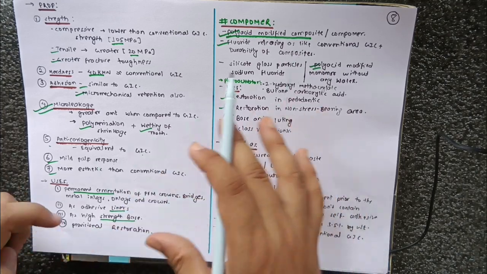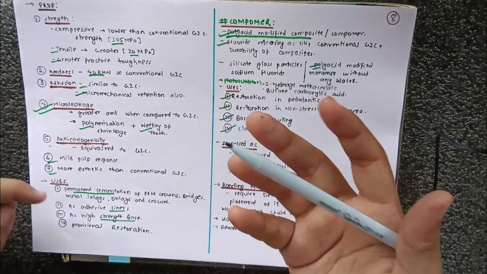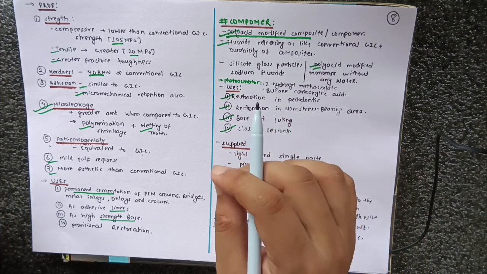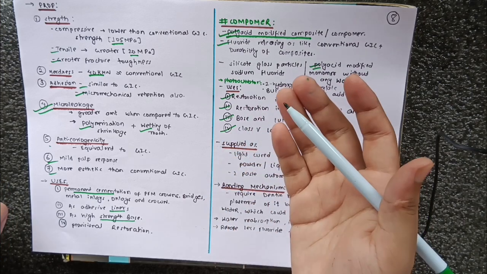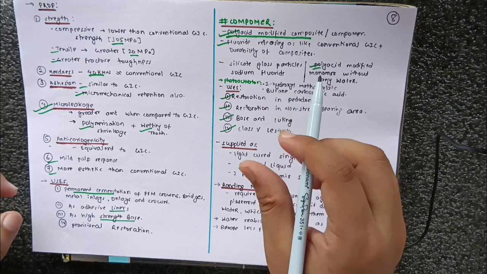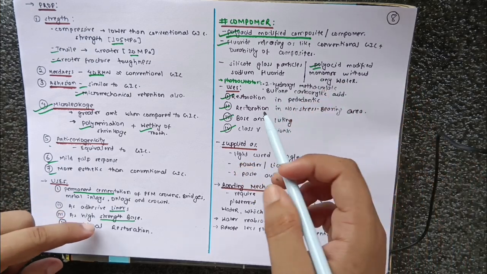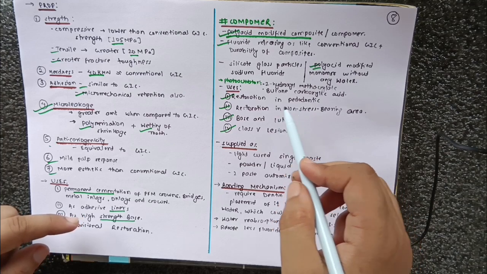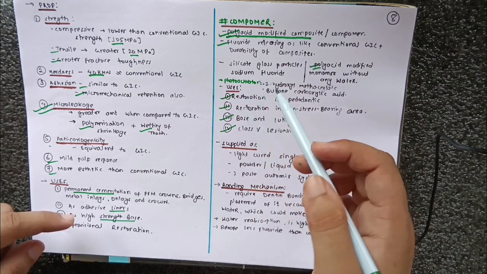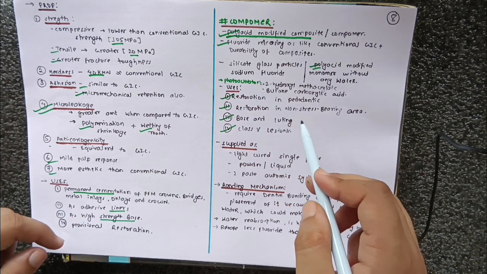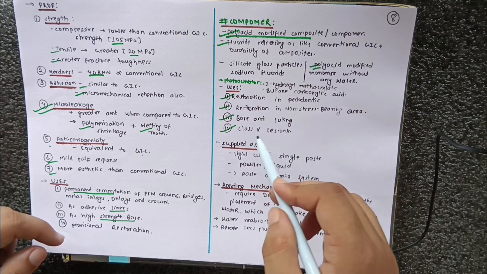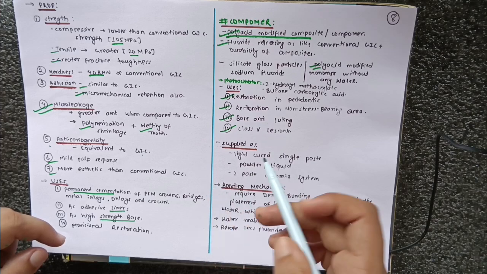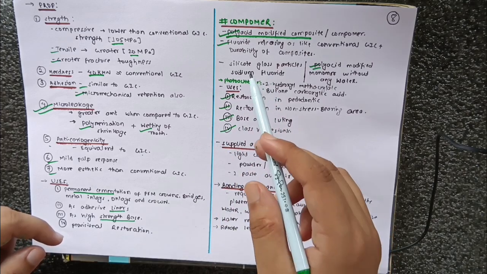So the uses are a bit similar. As they are the modifications of the GIC, where we use the conventional GIC, in those places we use those modifications, but they have a little more specificity. Just like that, I have told here, it is used in restorations of the periodontic. So in the periodontic it is widely used. Similarly, restoration in non-stress bearing areas and class 5 lesions. In class 5 lesions there is less stress, as it is present in the gingival third. So in those places we use the compomer.